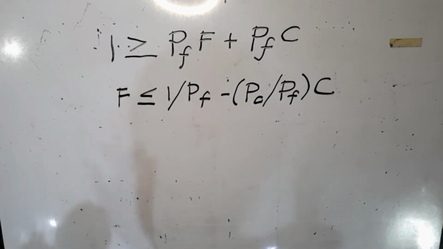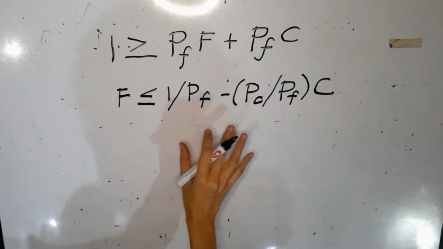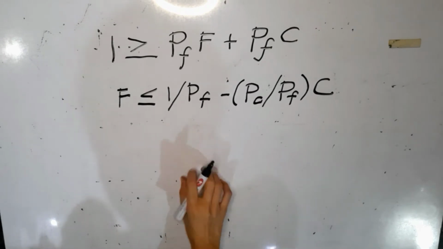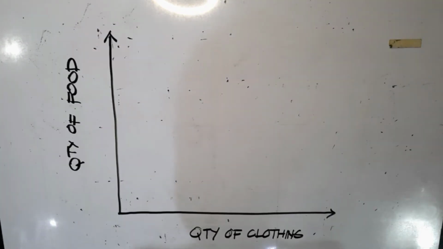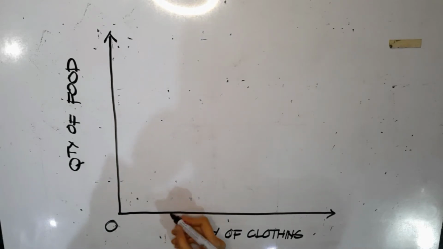But what's better off is to present this in a graph. So let's present this in a graph. So to better illustrate this, let's have an example. Let's say you're earning 1,000 pesos in a month. Okay, masyadong maliit, no? Pero for the sake of example, let's say you're earning 1,000 peso in a month.